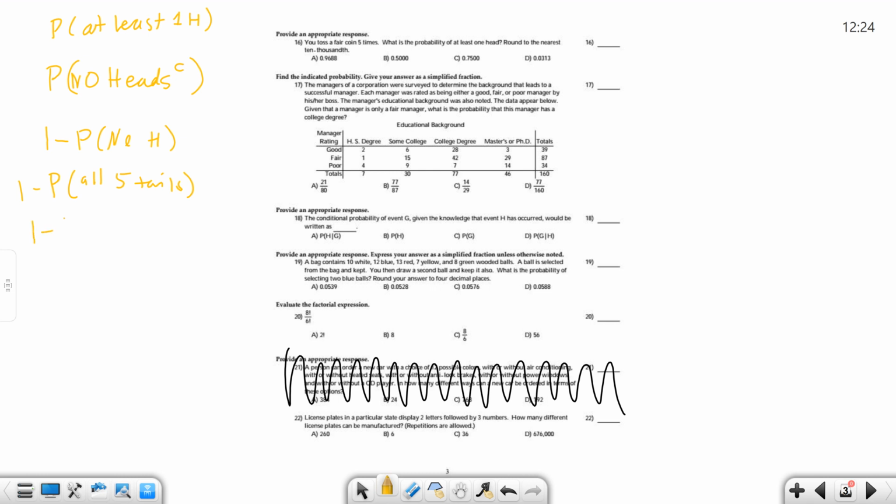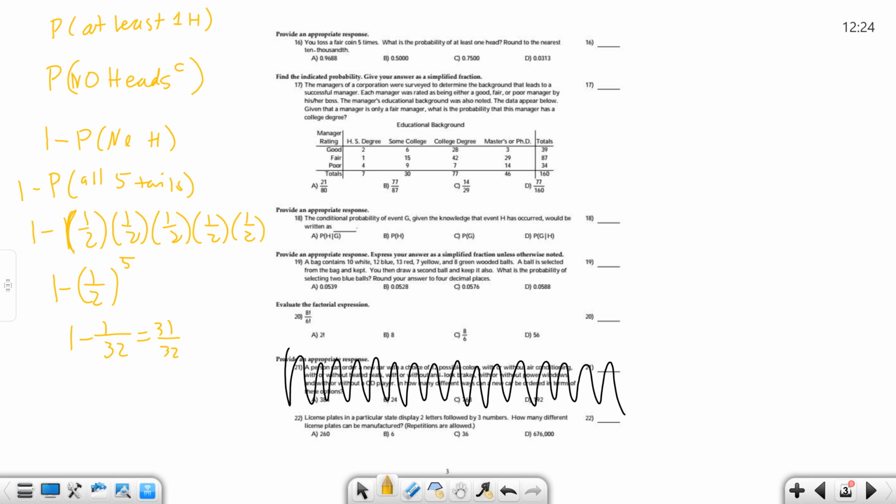So this is really 1 minus, and this is going to be 1/2 times 1/2 times 1/2. How many times? 5 times, that's right. Because tails, tails, tails, tails, tails. So that's really 1 minus 1/2 to the 5th. So it's going to be 1 minus 1 over 32. So it's going to be 31 over 32.